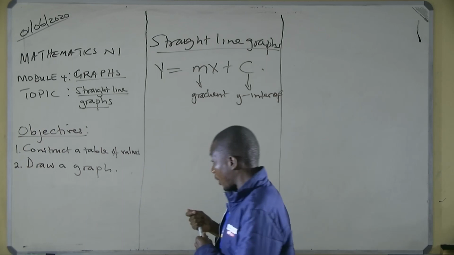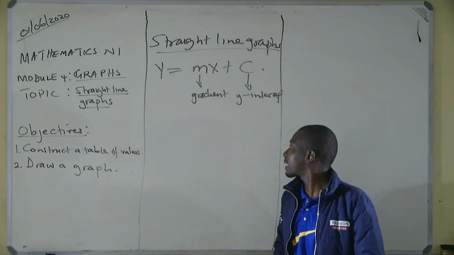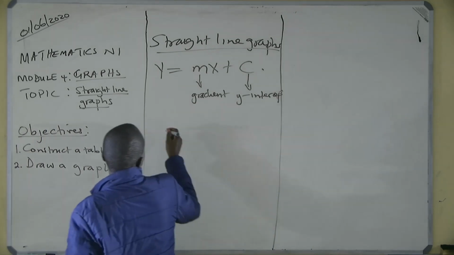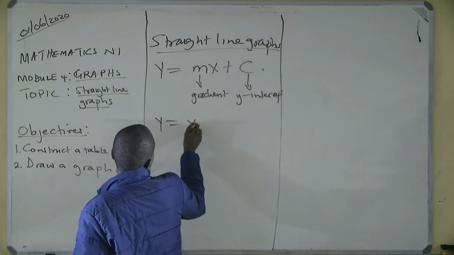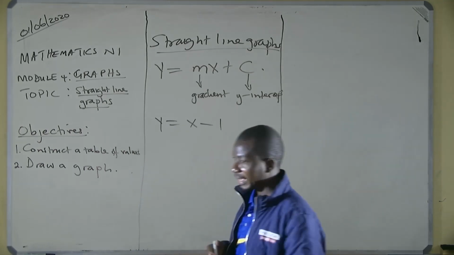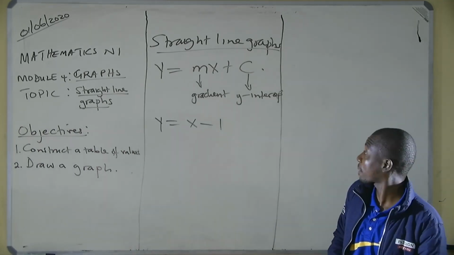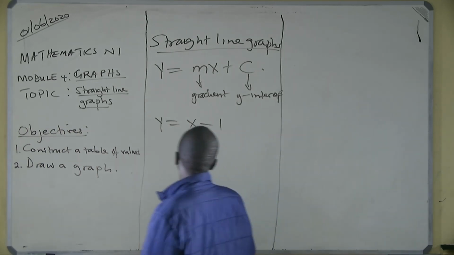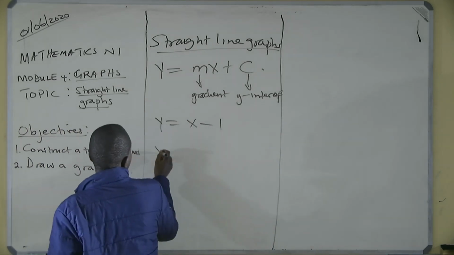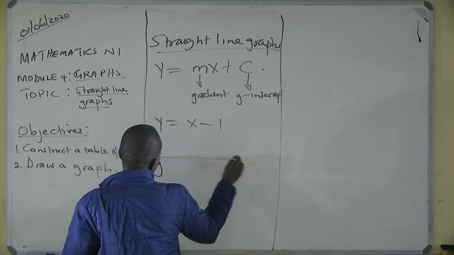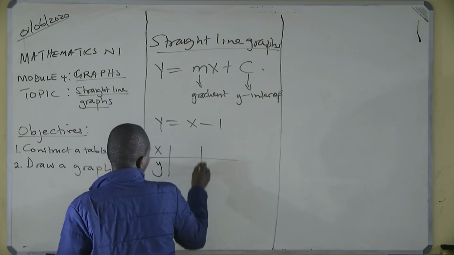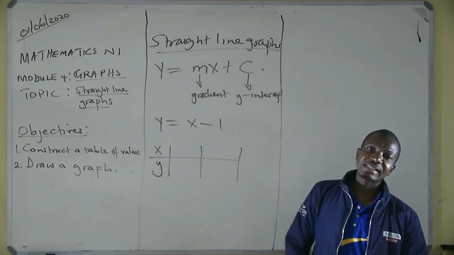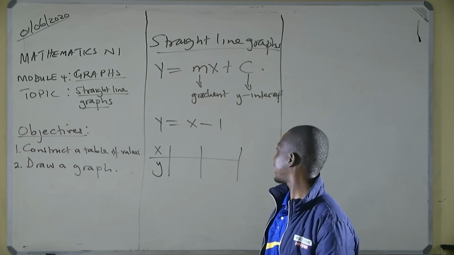So we need to draw a straight line when we have a table of values. I want us to consider a graph of y is equal to x minus 1. That is a straight line graph. For us to draw such a graph, we need first of all to have what we call a table of values. To construct a table of values, you need to put your x-axis and your y-axis on the table.